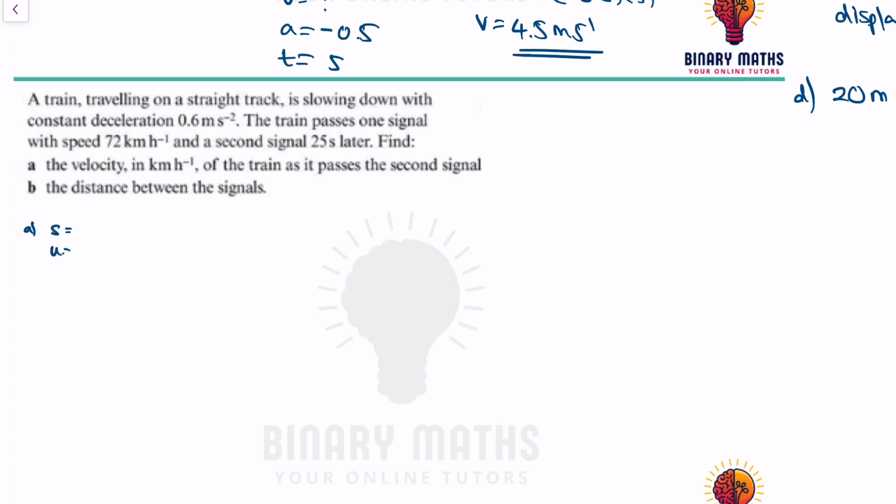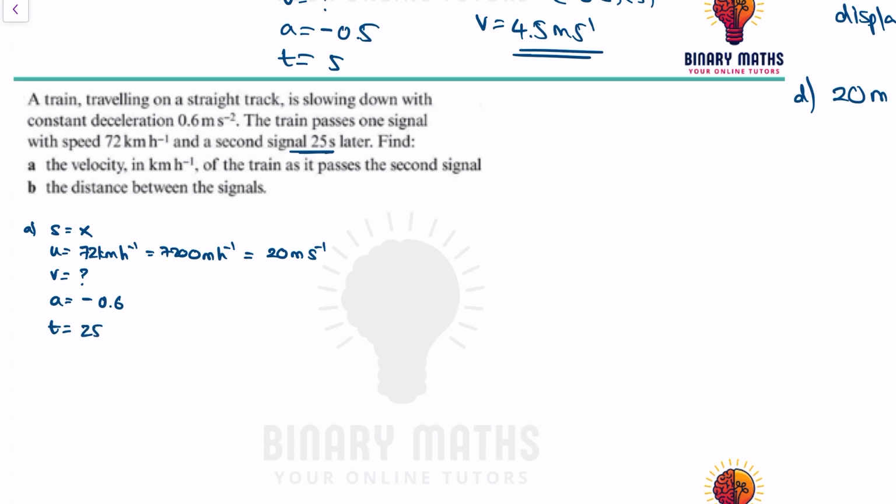So S, U, V, A, T. We have nothing about the displacement, so we don't know. The initial speed is 72 kilometers per hour. Now, if we times it by 1,000, that's 72,000 meters per hour. And then if we divide by 60 and divide by 60 again, then that is 20 meters per second, because we need it in meters per second, because the time is in seconds. So final velocity is what we're trying to work out. Acceleration is negative 0.6 meters per second squared. And time is 25 seconds.